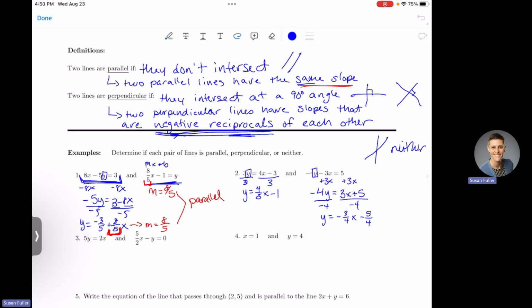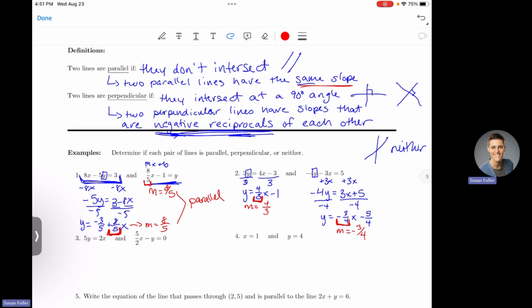Okay, so I've done the algebra here to get these in y equals mx plus b format. My m in this first equation is right here, right? Y equals mx plus b. So my slope here is 4/3. And in the second line over here, again, y equals mx plus b. My m is negative 3/4.